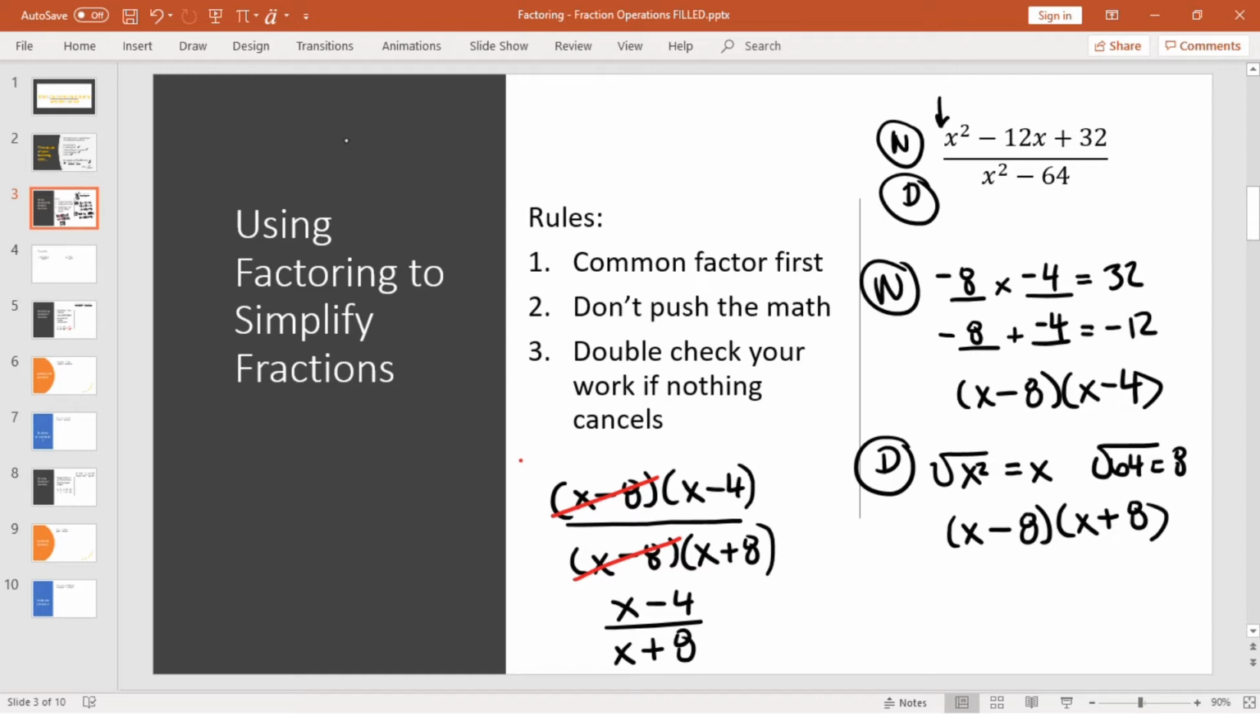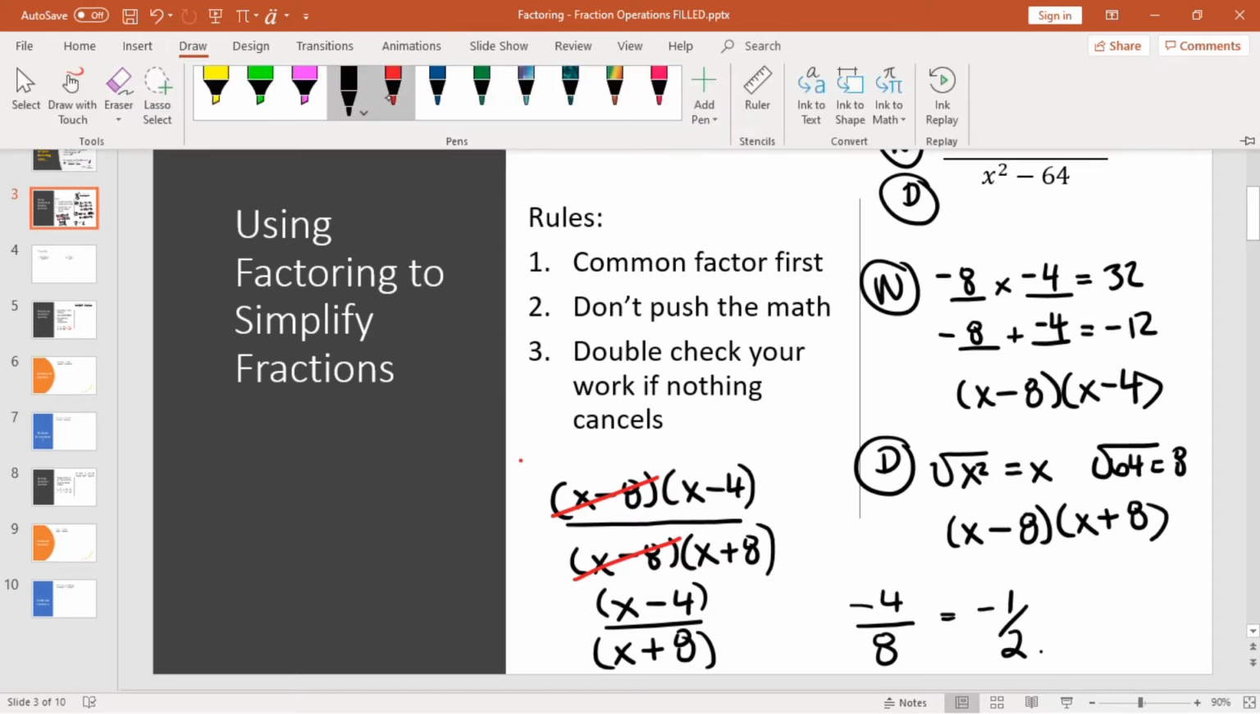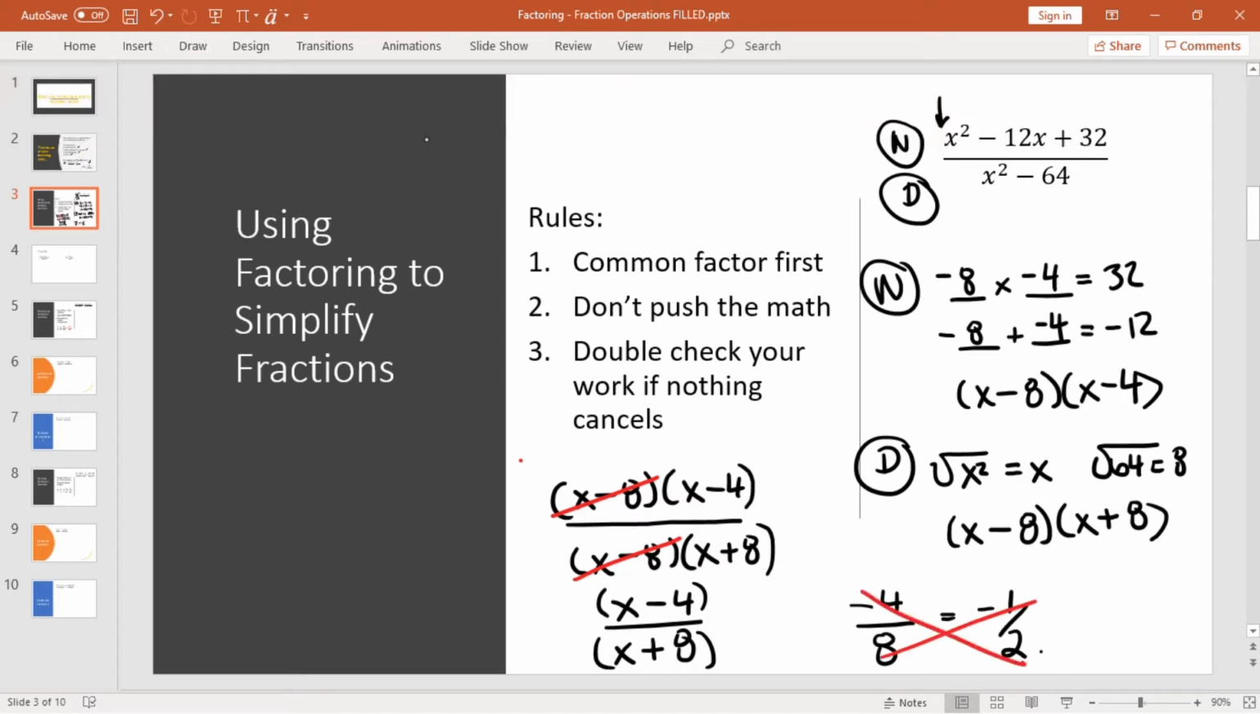Now, a lot of people will try and push this and be like, well, I can cancel the x's and then have negative 4 over 8, and then I can have negative 1/2. This only works if x is 0. If x is any other number, it's not going to work out. So you can't do that. You can't make it a situation that only works for one value of x. So if you need to, keep the brackets on to prevent yourself from doing that, and recognize that this binomial doesn't have anything in common with this binomial. So let me just quickly put a big X through this.